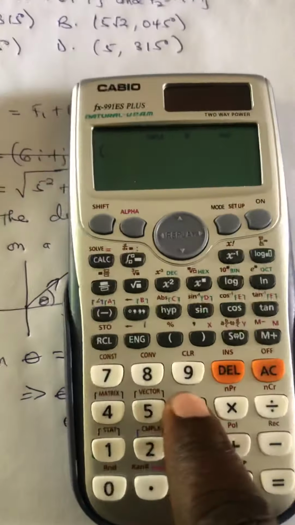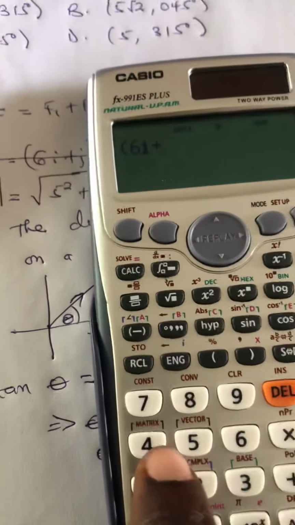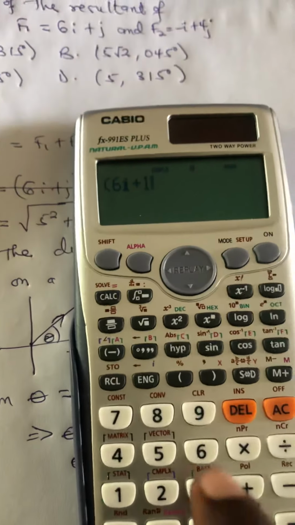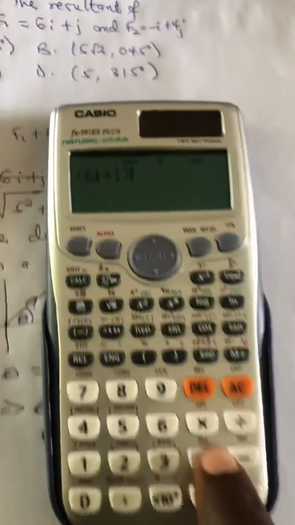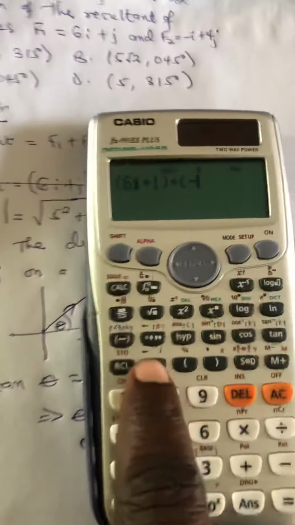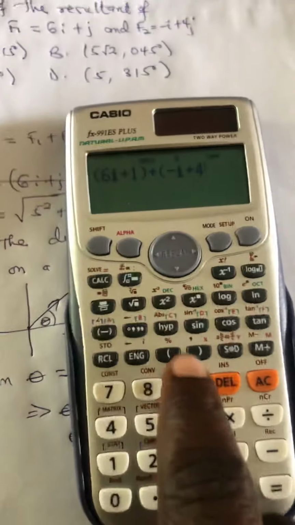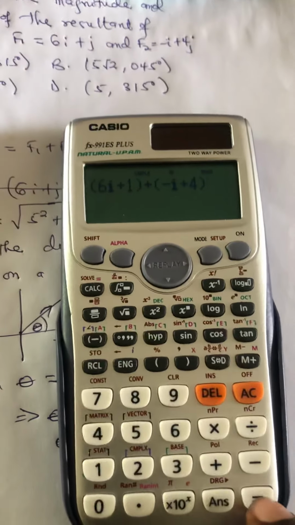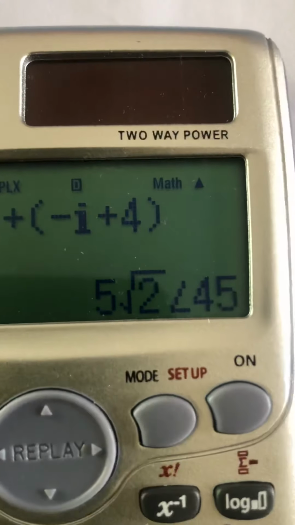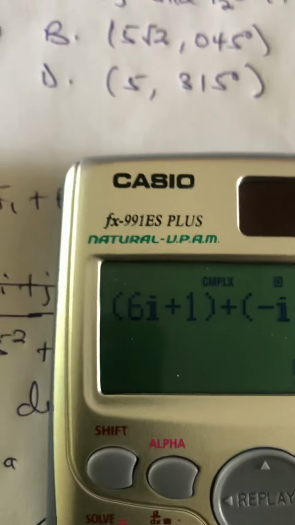My first force is 6. i is under engineering. Then plus j. j is not on it, so you just press the coefficient of j and leave it. Then you add the second force, which is negative i, so minus i, engineering, plus 4j, so 4. You close it. Now we press equal to, and it will give you 5 root 2, 45 degrees. That is B. Very, very simple.